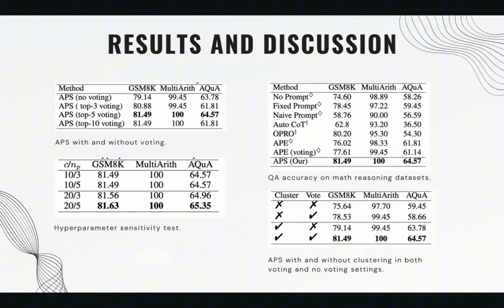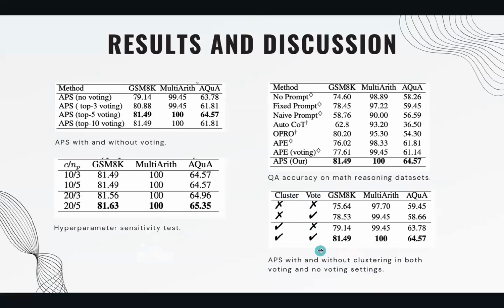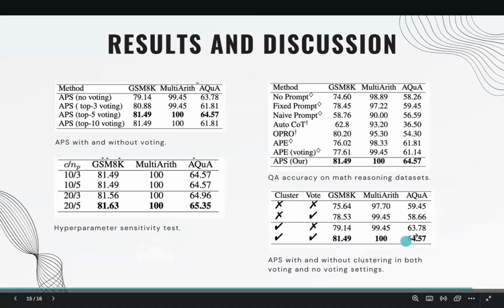And here we can also see some results. For example, automatic prompt selection with and without voting. When the top K equals 5, it has high accuracy in all datasets. On math reasoning datasets, automatic prompt selection has the highest accuracy on all the datasets, and automatic prompt selection without clustering in both voting and no voting settings. When the cluster and vote is on, it achieves higher accuracy in all datasets.